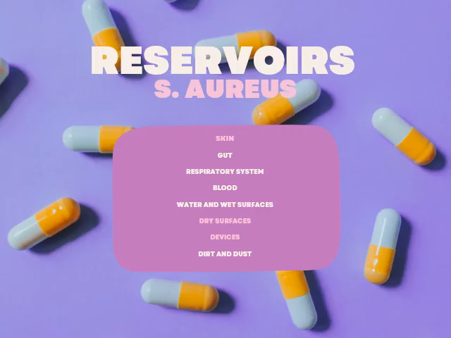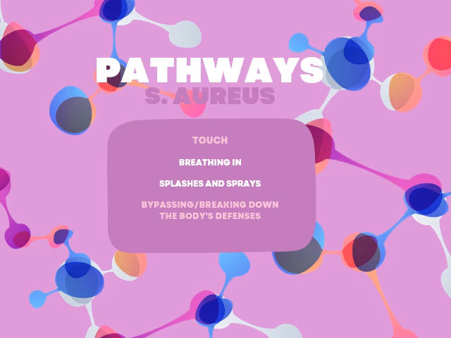Staph is found on the skin and spreads easily by touch to and from skin, dry surfaces, and devices. With that in mind, we can narrow down to our pathway. The main pathway for staph is by touch.